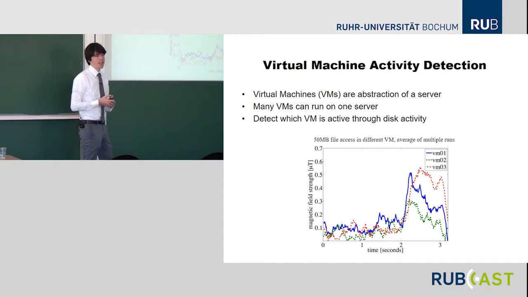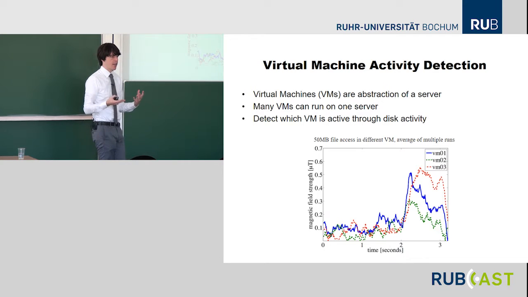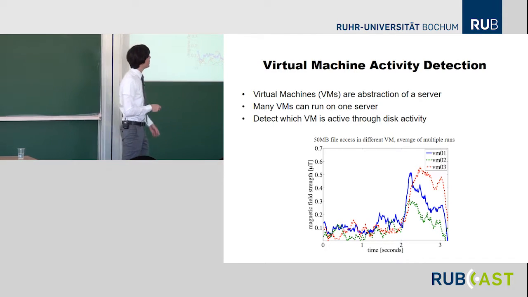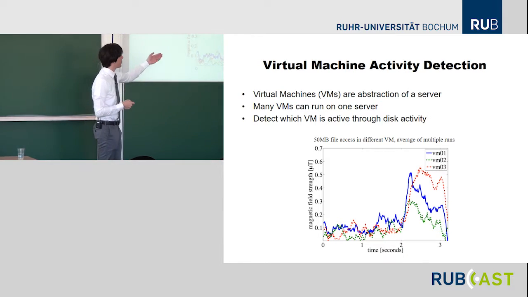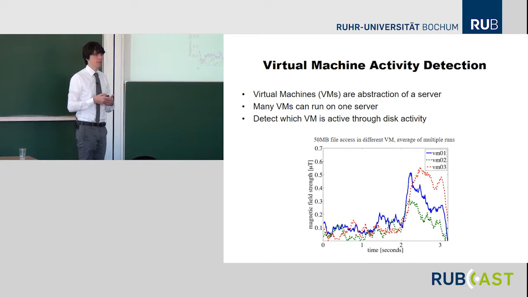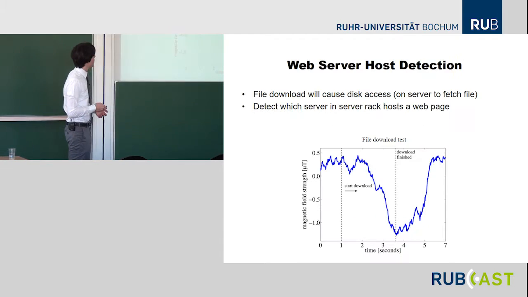A sample scenario: let's say you try to figure out whether a virtual machine is located on this server. Virtual machines might have a web server or some other application, so you might trigger a large file download from a server running in this data center. Then you could see whether there is a sudden peak in the operation of the server and the virtual machine. It's basically detecting which files are being accessed on the hard disk, but we can correlate it to the virtual machine operation.